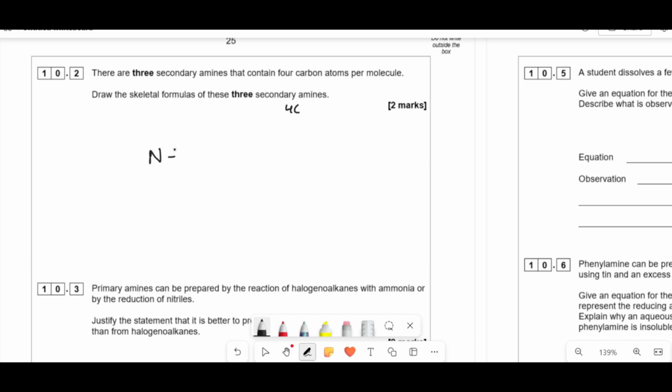So it could be an N with 2 carbons out on each side, or it could be an N with 1 carbon out there and then 3 carbons on the other side, 1, 2, 3. Yep. Or it could be an N with 1 here and 1 here, and then 2 branches coming off like that. There you go.